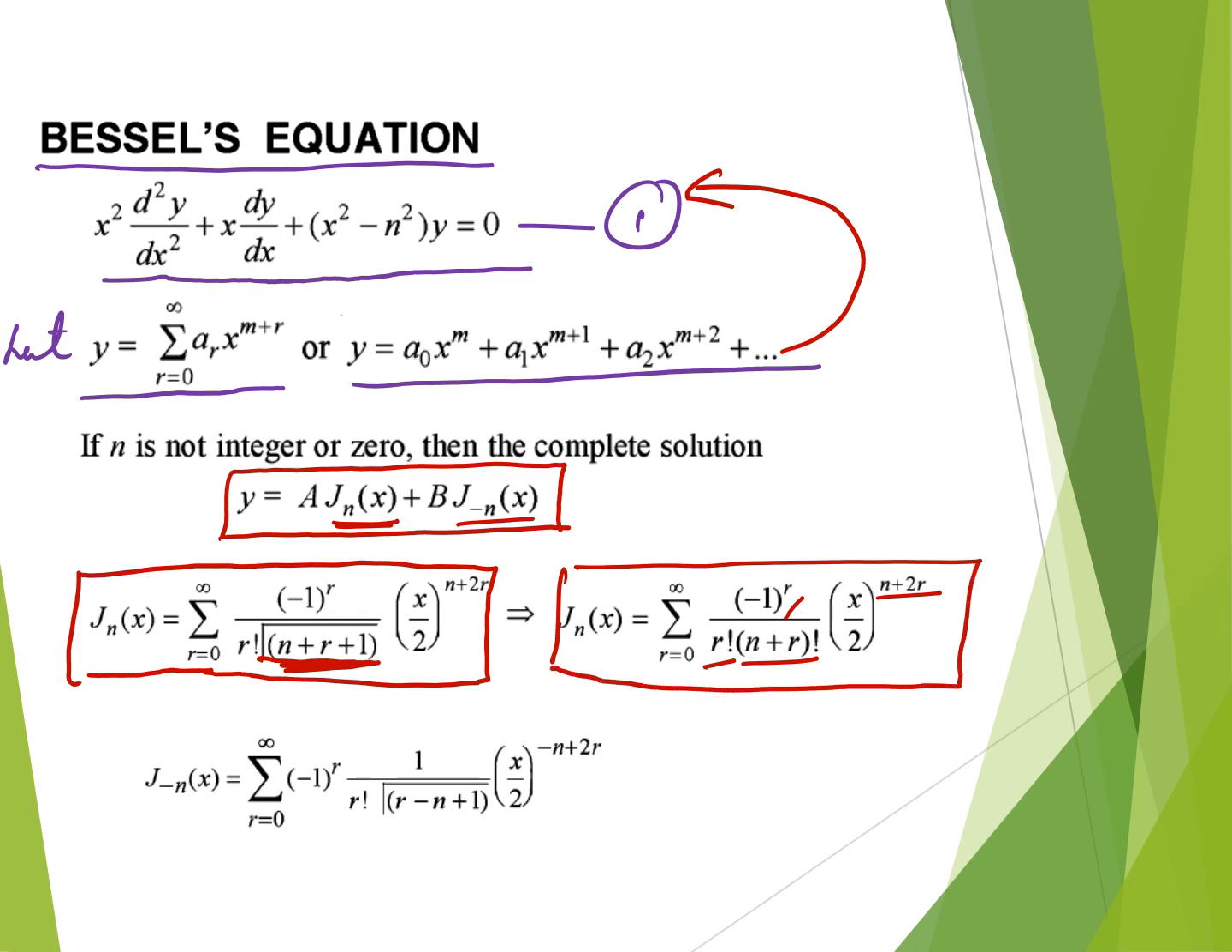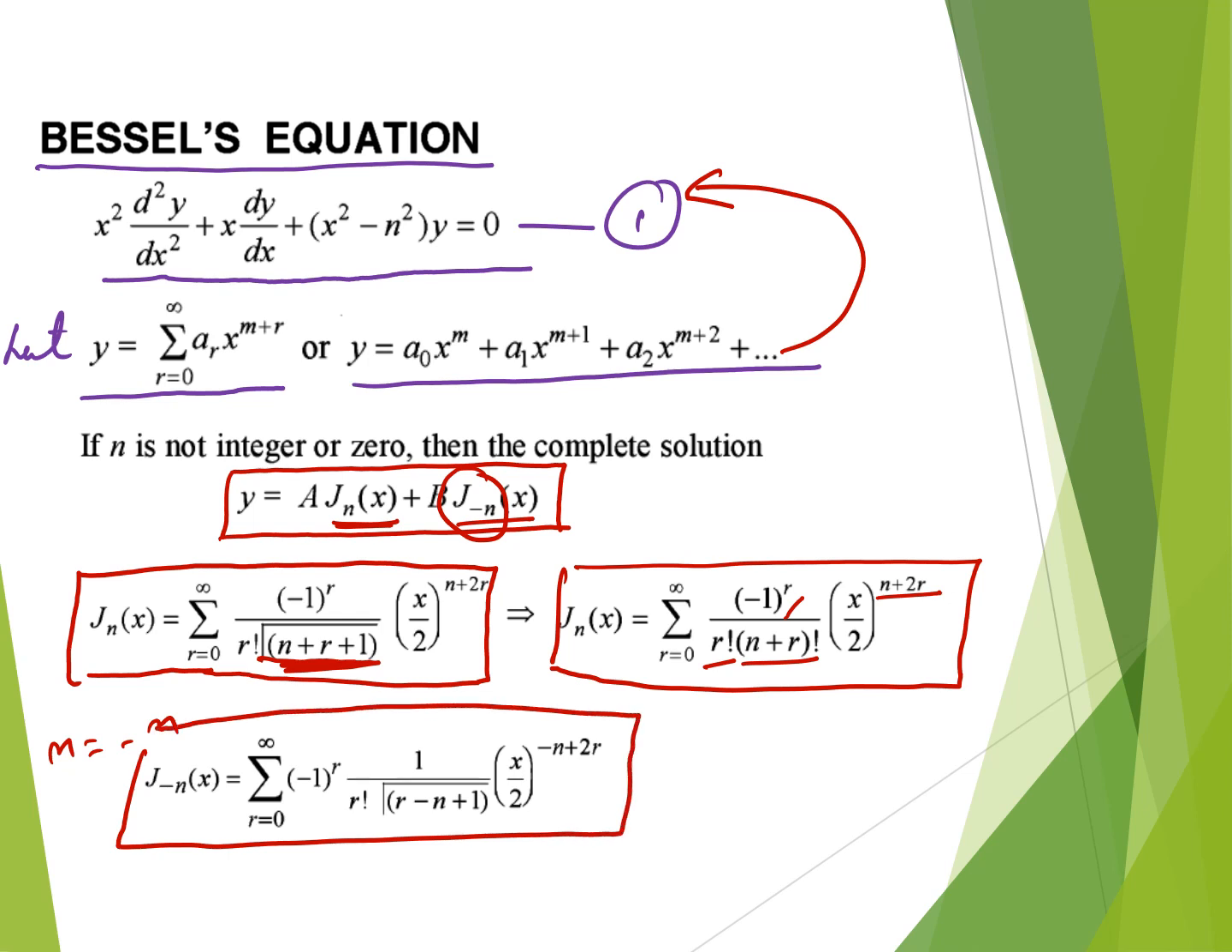In the solution we have J_(-n)(x). When we replace n with minus n, we get J_(-n)(x) is equal to summation r from 0 to infinity of (-1)^r upon factorial r into gamma(r minus n plus 1), times (x/2)^(-n+2r).